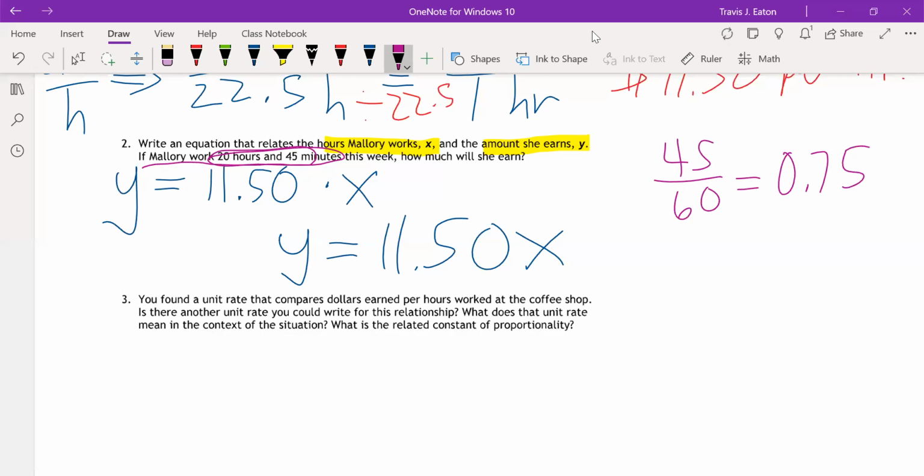So if we take this equation here, now we know how many hours she worked. She worked 20.75 hours. So we can go over here and say, all right, well, there we go. Y is equal to 11.50. That's how much money she earns per hour, multiplied by 20.75 hours. Well, that's pretty straightforward. $11.50.